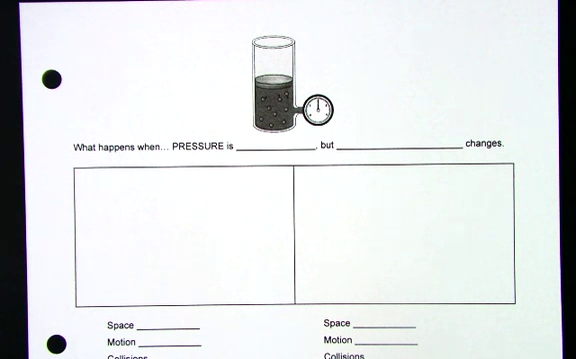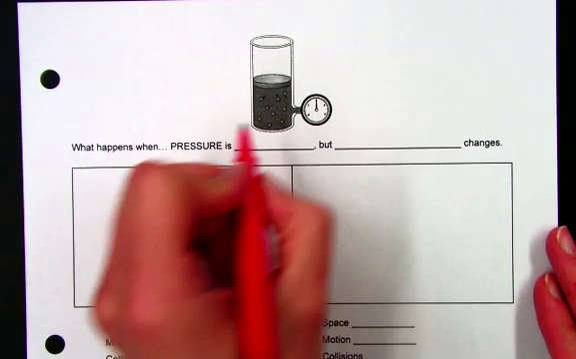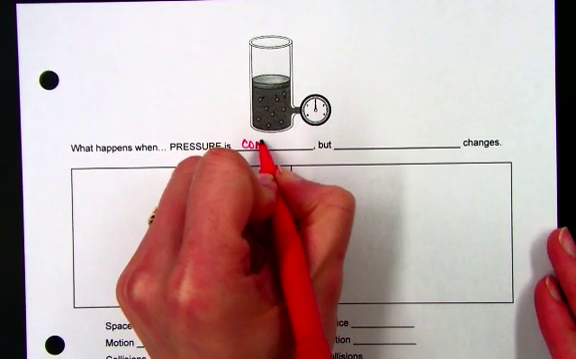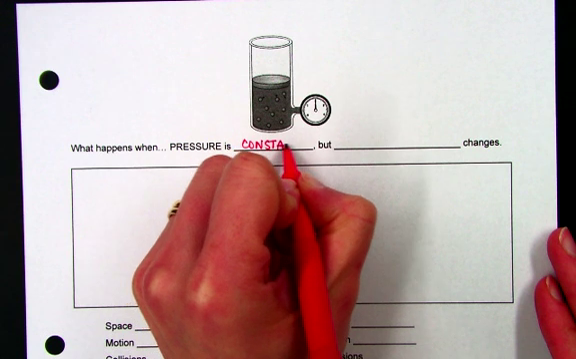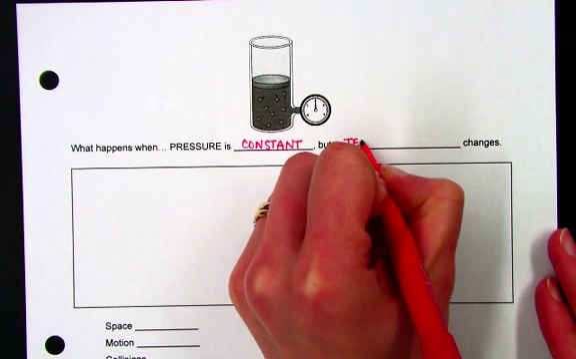Okay, we've done 2 already, right? This is our final gas law. What happens when pressure is constant but temperature changes?